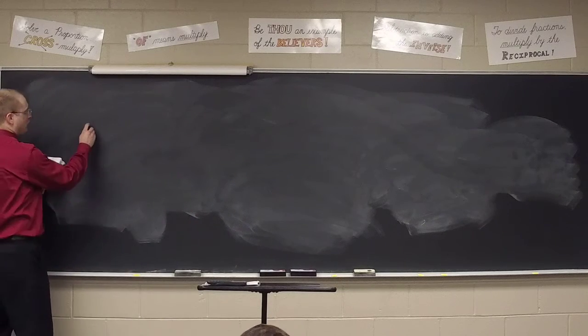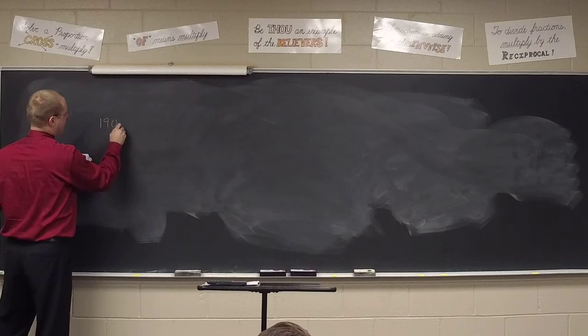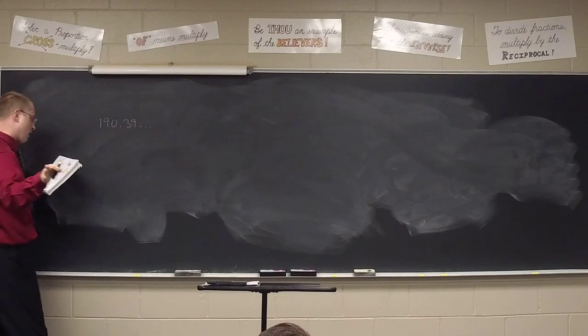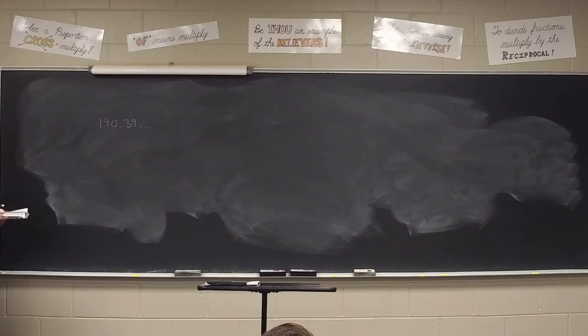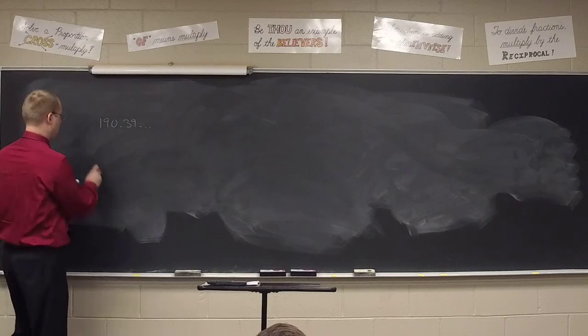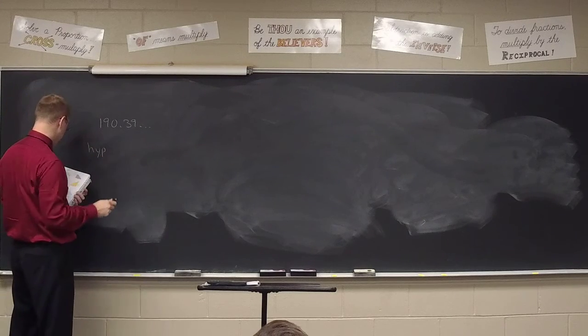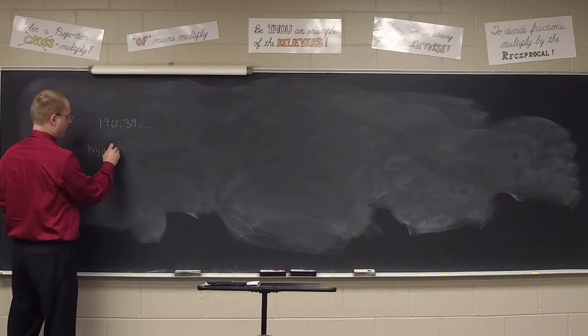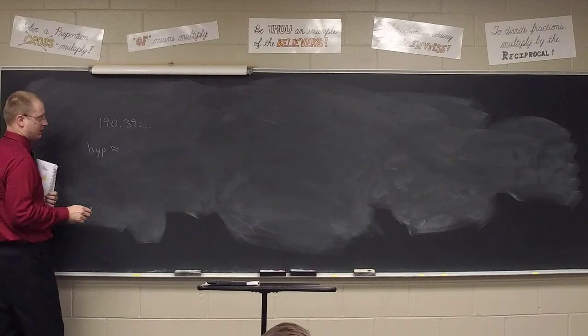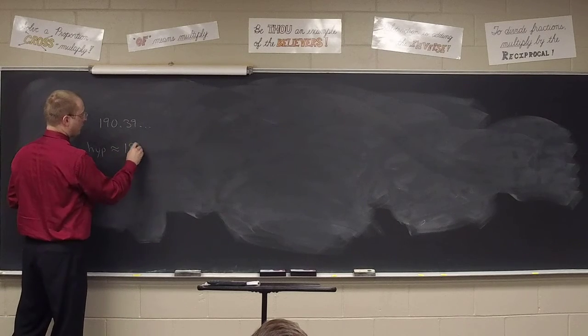190.39. Right, so for the hypotenuse, we should get 190.39. But we're going to round that off to how many significant figures for number 12? 3. Well, look at the given numbers. I got 75 and 175. 2. All right, so round it off to 2 sig figs.